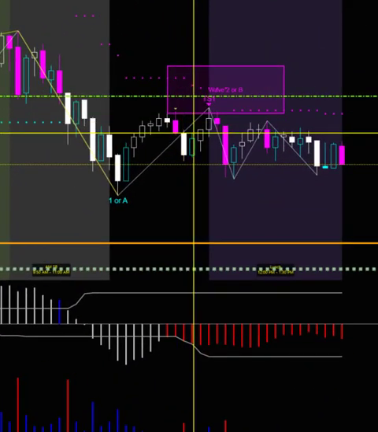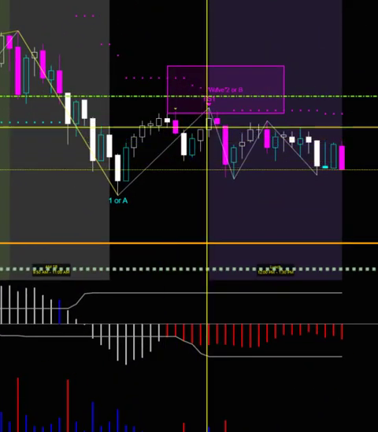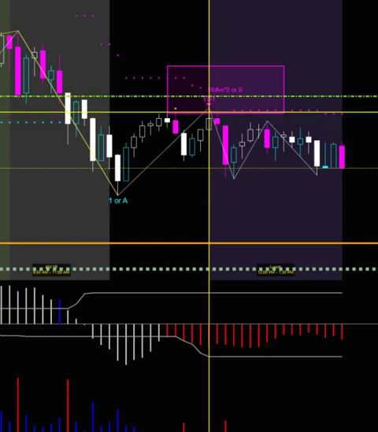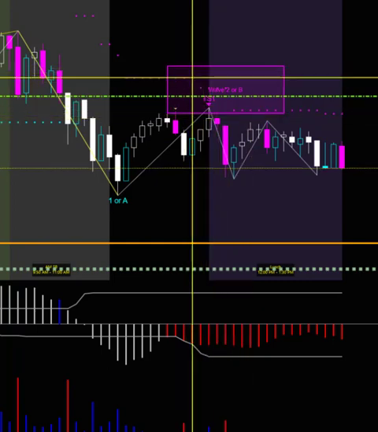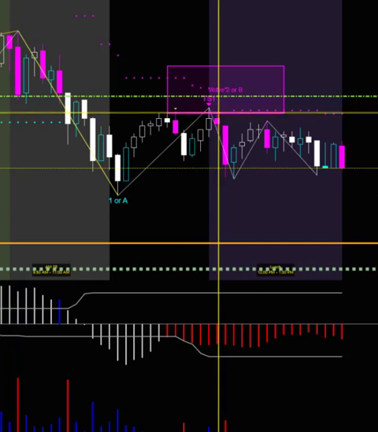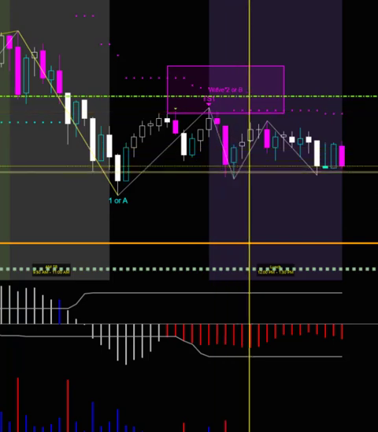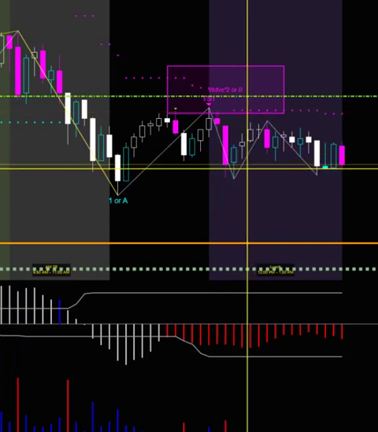And as you can see, price pulled up into this rectangle that you see here, and then steeply reversed and has continued to move on down. A couple of different ways you could have gotten in there.